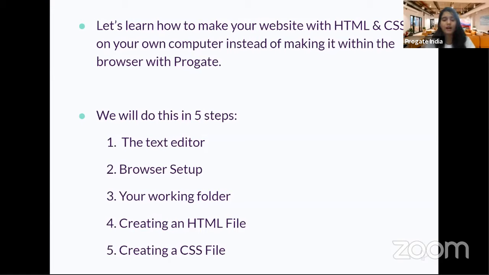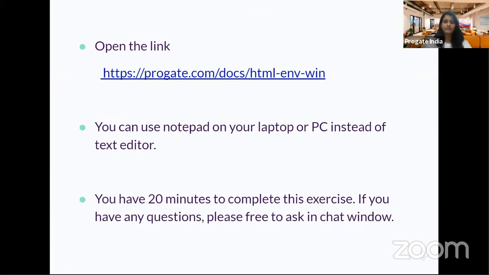Okay, so the third step will be creating a working folder on our desktop, where we will be creating the website. In the fourth step, we will be creating an HTML file. And in the fifth step, we will be creating a CSS file. After doing steps 3 to 5, we will be able to see that we are creating a small web page. So are you all ready? Nice. Let's move to the next slide.